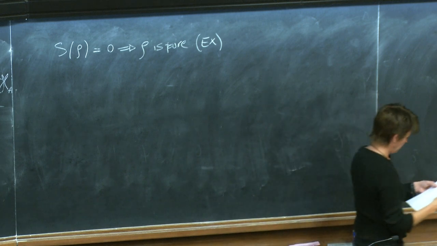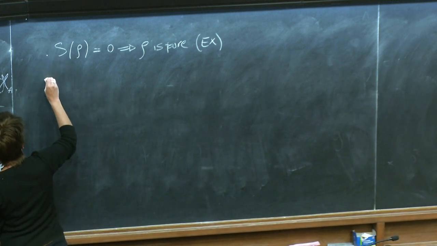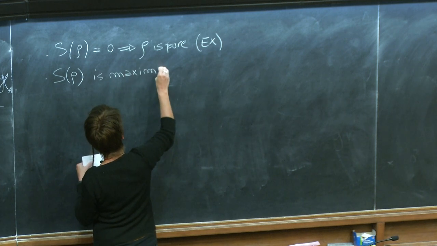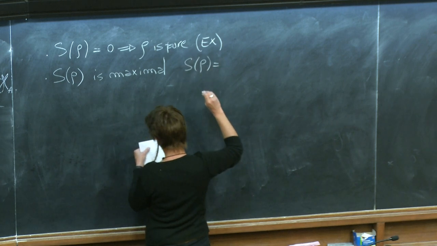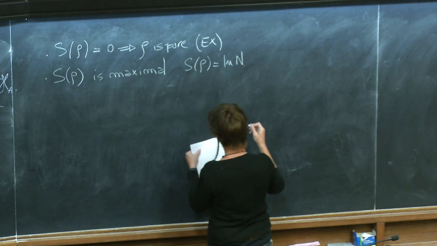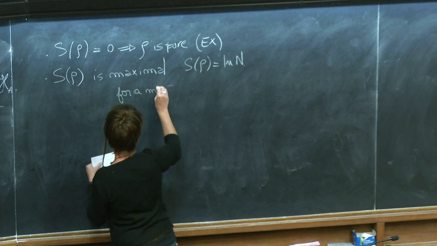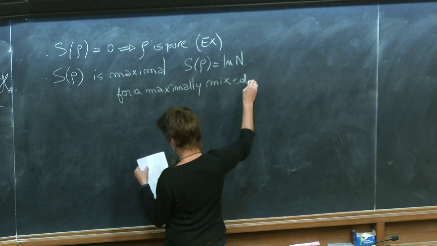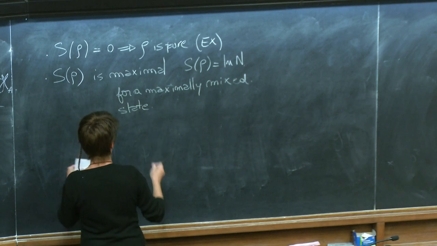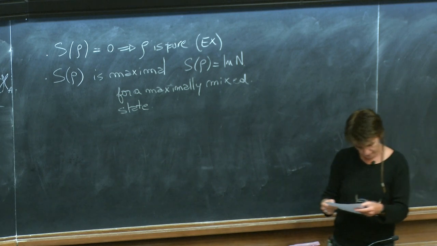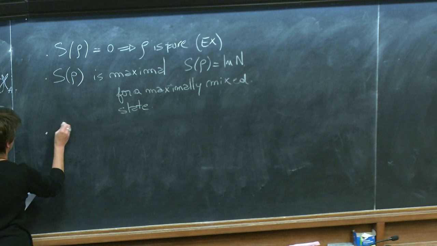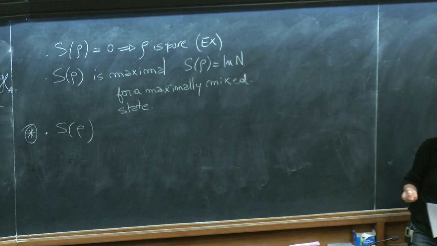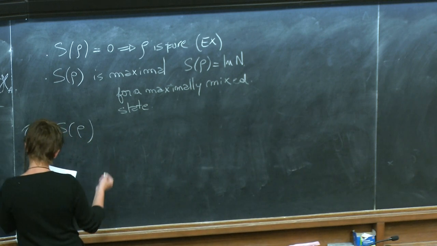You can prove it, okay? Another interesting thing is that the von Neumann entropy is maximal for the maximally mixed state, and it corresponds to the log of n, where n is the dimension of the Hilbert space. And here, I would like to stress this property because I'm going to use it for applications later.